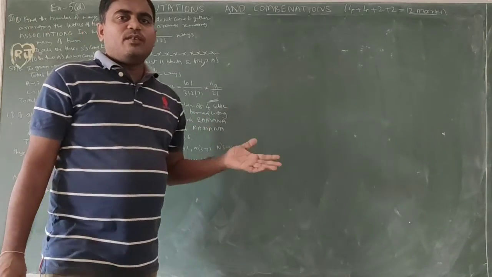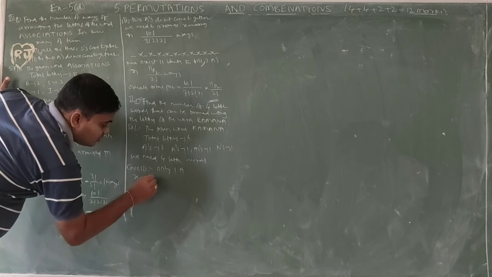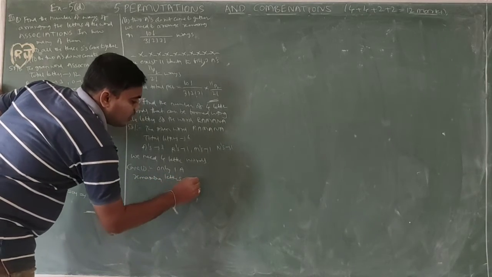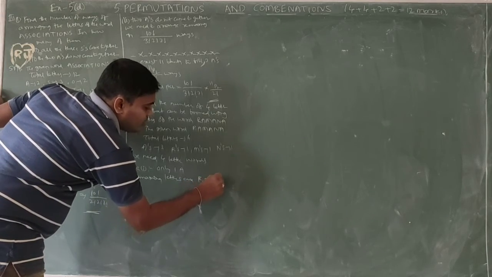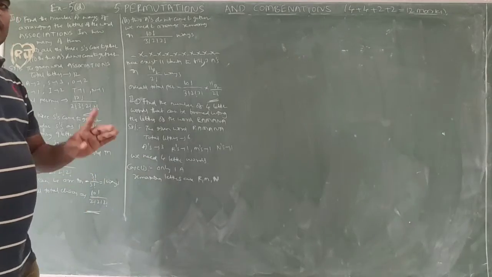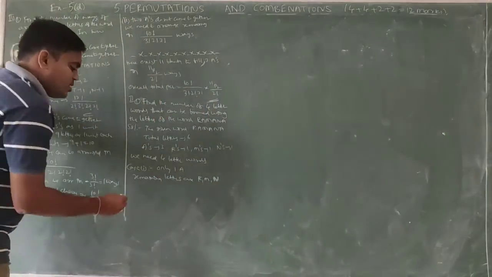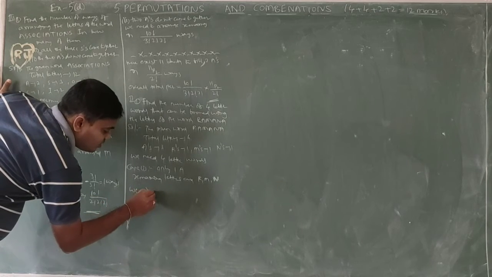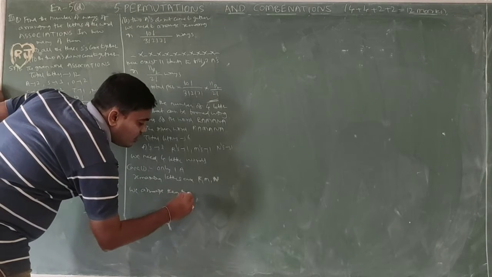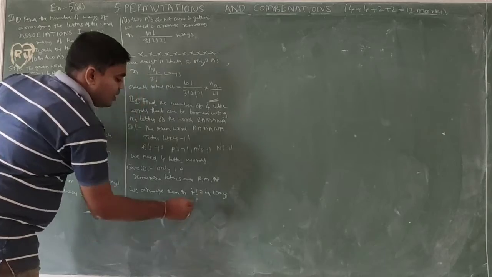If we are taking only one A, the remaining letters are R, M, N. So the letters are A, R, M, N. All are different letters, so we can arrange them in 4 factorial, equal to 24 ways.